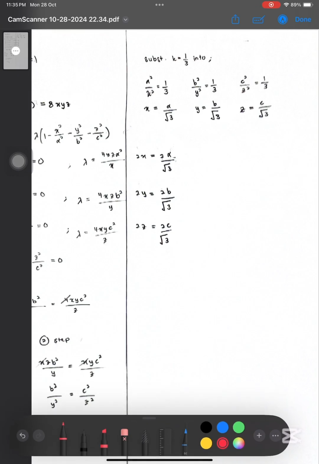Then we need to find the dimensions. So we have 2x equal to 2a over root 3, 2y equal to 2b over root 3, 2z equal to 2c over root 3.